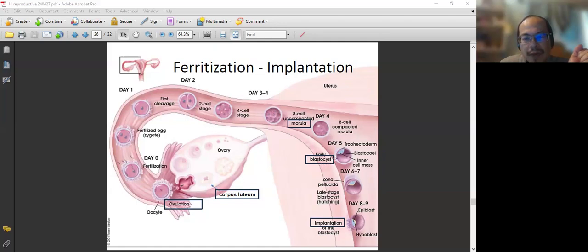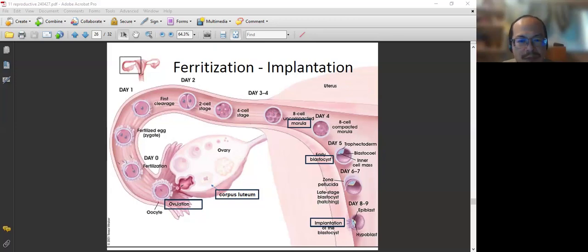When they become blastocyst, about a week after the fertilization, they will start to implant on the uterus. Then this we call the embryo. So they will start to implant on the uterus. So that's that. So this is the pregnancy. And then the baby will grow.